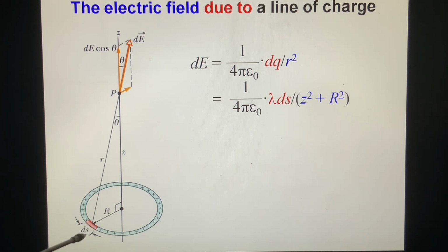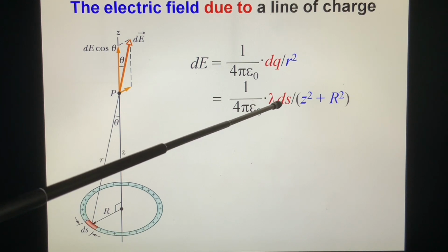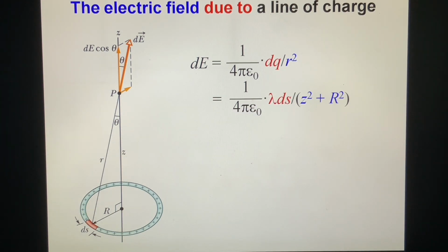And dq equals ds multiplied by the charge density, rho. Rho equals the whole charge q divided by its length, 2 pi r. Now, because of the symmetry, we take another section ds, the same length, at the other end of the diameter. And this charge will produce E at point P like this one.